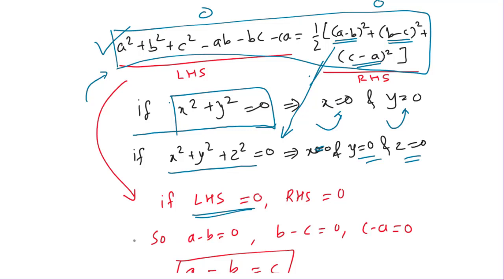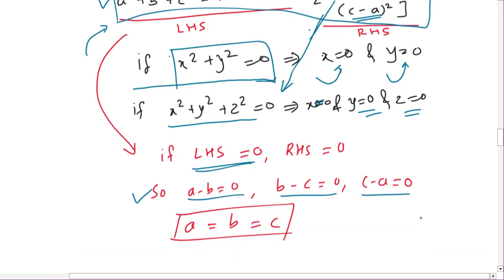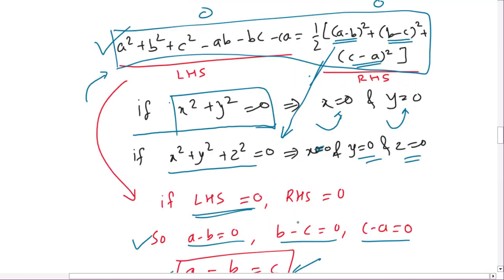So basically, we can say that a minus b is equal to 0, b minus c is equal to 0, c minus a is equal to 0, and hence a is equal to b is equal to c. So if you see an equation in this format, a square plus b square plus c square minus ab minus bc minus ca, and if it is equal to 0, then we can conclude that a is equal to b is equal to c. Okay, now let us have a look at some of the examples.